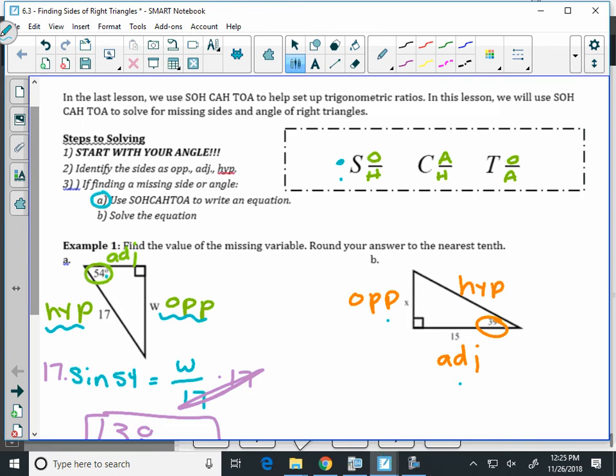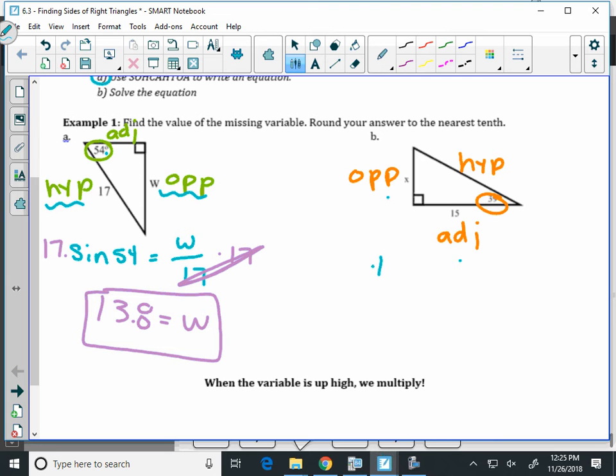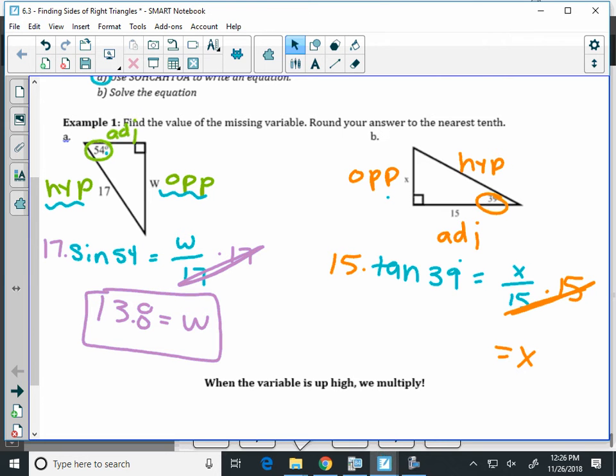Okay? So we're going to say tangent of our angle. You always take it of the angle, which is 39, equals opposite over adjacent. So x over 15. Our x is up high, so what are we going to do? Multiply. X is up high. Multiply. So we're going to multiply both sides by 15. Cancel. X is equal to, and that's exactly what you're typing in your calculator.